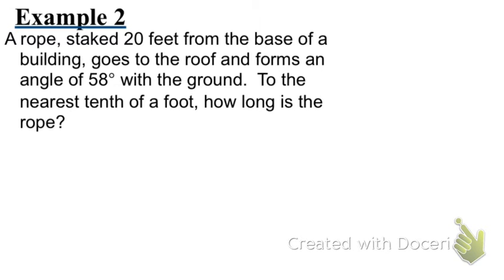A rope staked 20 feet from the base of a building goes to the roof and forms an angle of 58 degrees with the ground. To the nearest tenth of a foot, how long is the rope? About 20 feet. Now, in word problems, I tell my students all the time to underline key information.